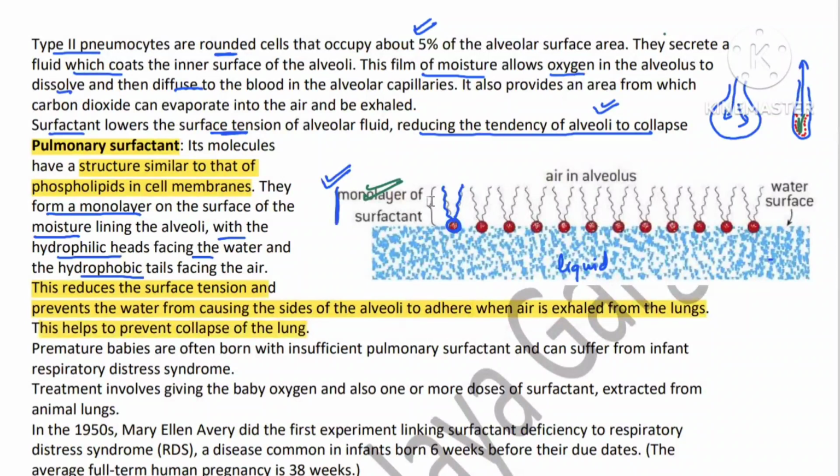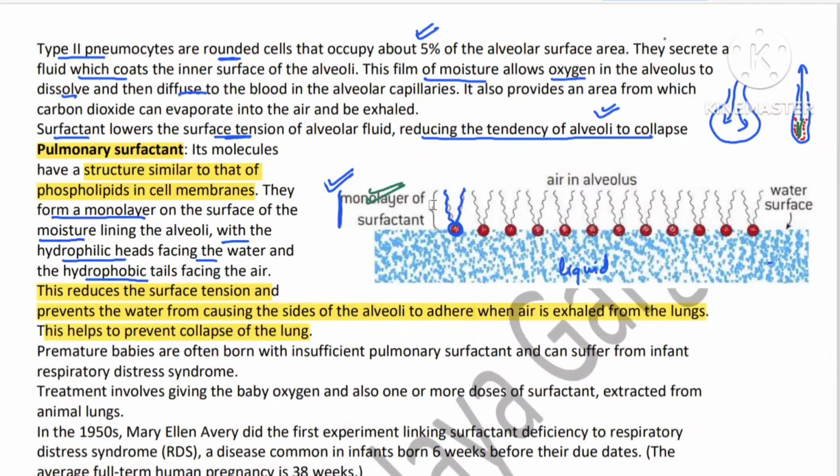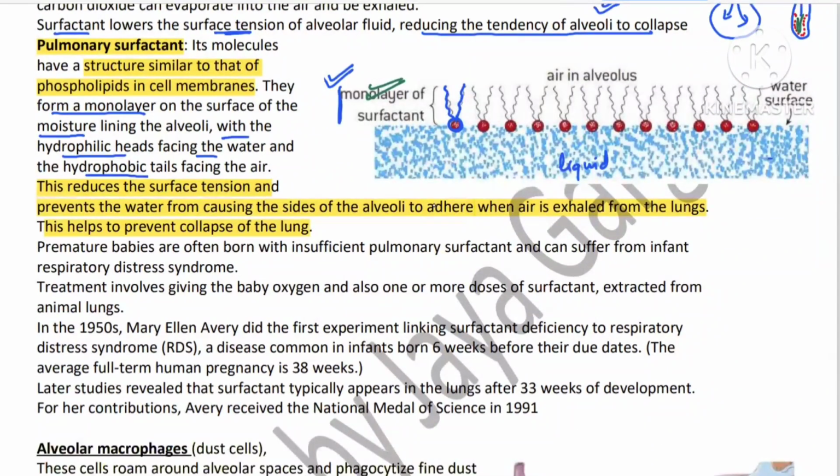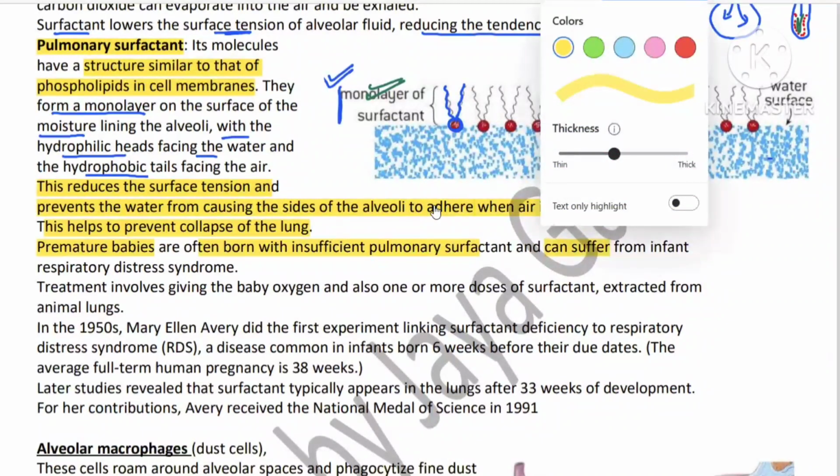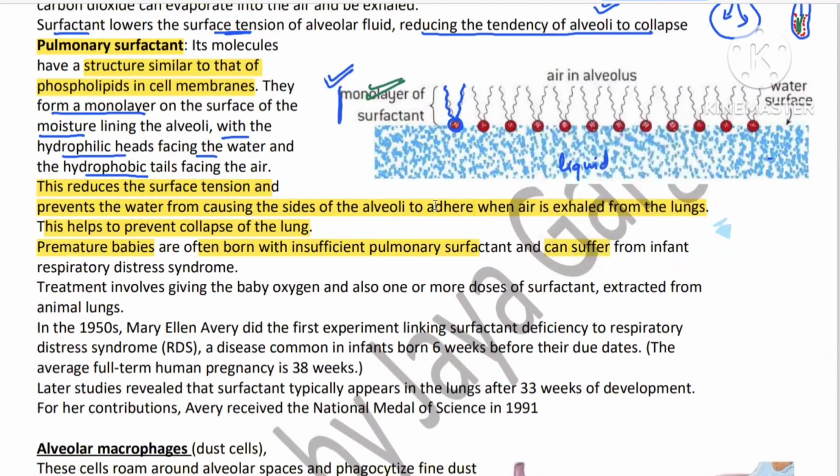I hope this topic is now easy for you. What is the role of surfactant? It reduces the surface tension to prevent the lungs from collapsing during expiration. Now, sometimes children who are born early, nearly in the 7th month or early 8th month, premature babies as we call them, are generally born with insufficient pulmonary surfactant. Then we find that they suffer from a disease known as infant respiratory distress syndrome.